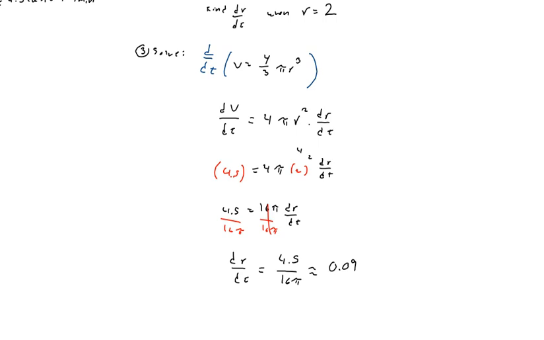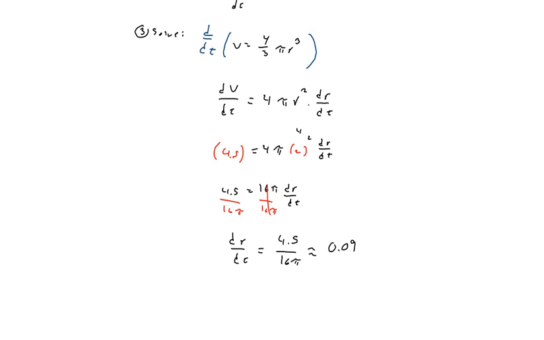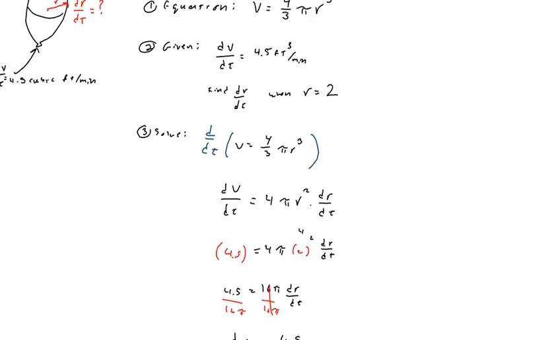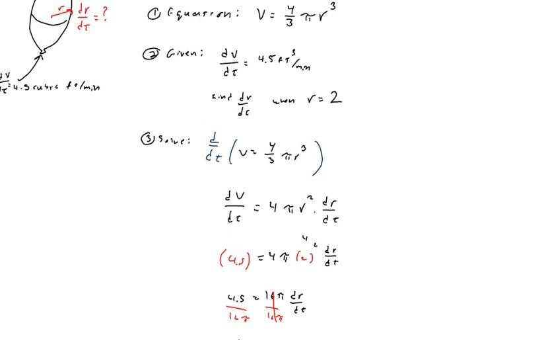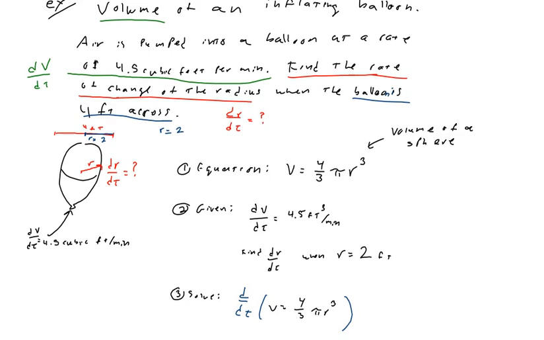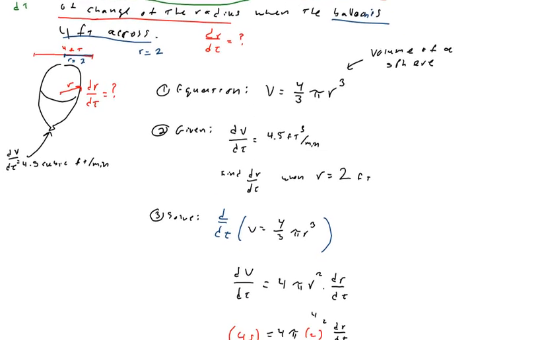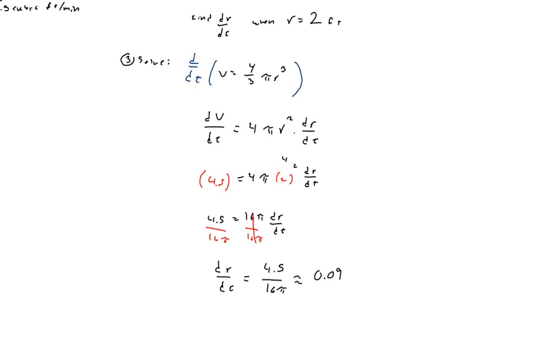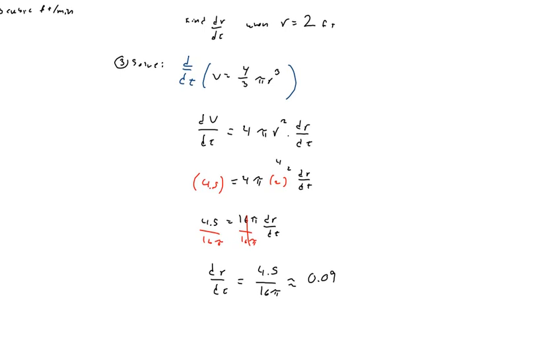What's our units? Change of radius over change in time. What units do we have? Well, we've got cubic feet per minute. The radius is 4 feet across, so the radius is 2 feet. So we have feet cubed per minute, and then radius is feet. So what units am I changing my radius, dr, the radius unit? Radius is in feet.